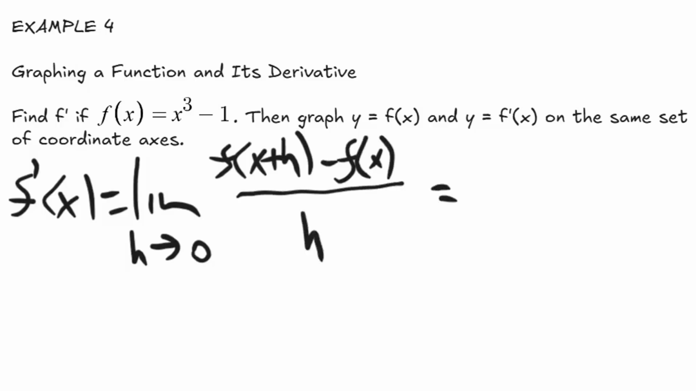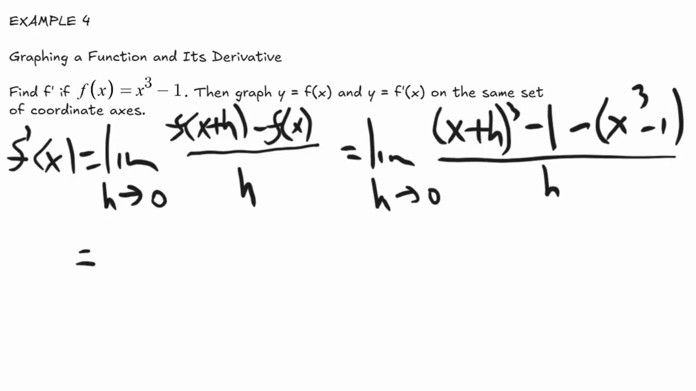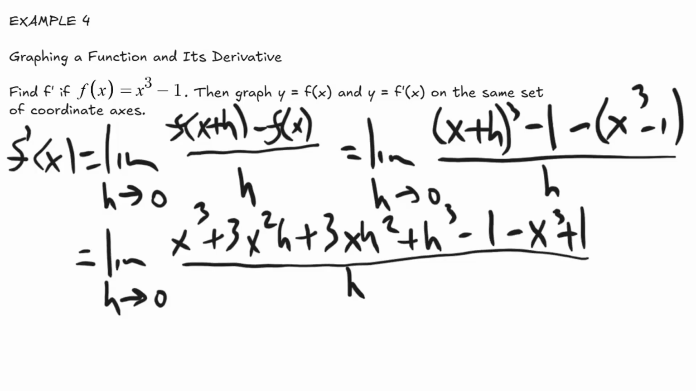And then if we plug the functions in, here we have to be careful because we have to cube the x plus h, then subtract 1, and then distribute the negative to the x cubed minus 1. And we can cancel the x cubed terms and the 1s. And then we notice that all the terms that remain have a factor of h. So what I'll do is I will clean that up and factor out the h.